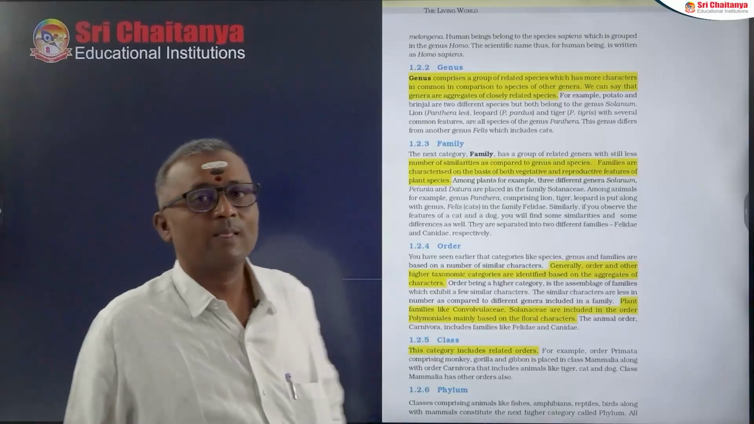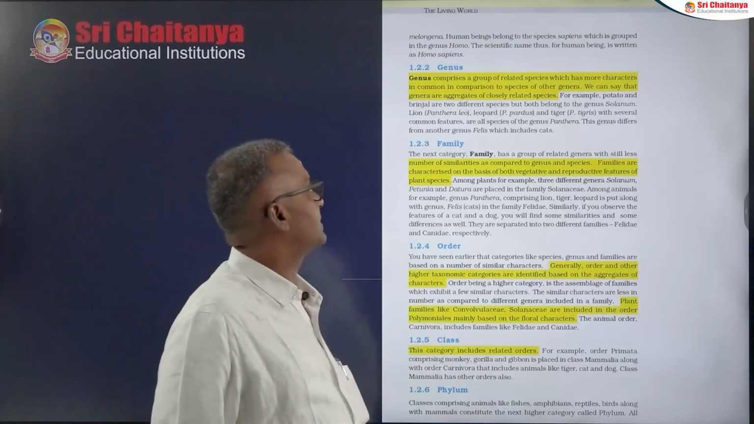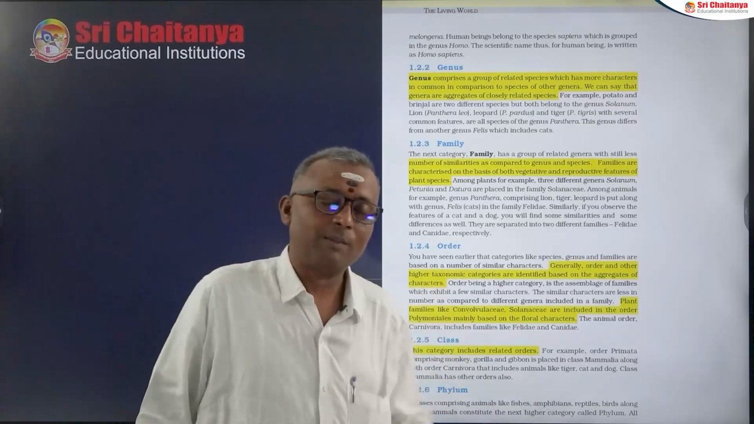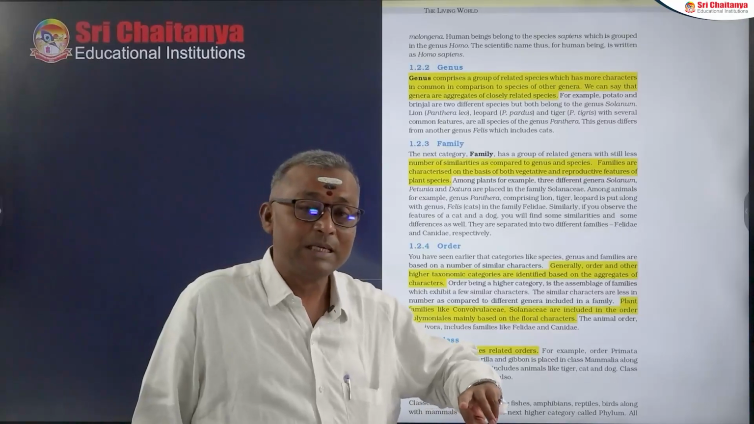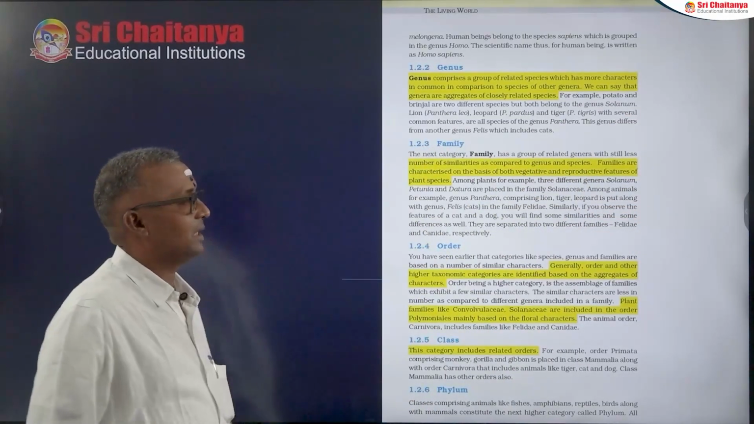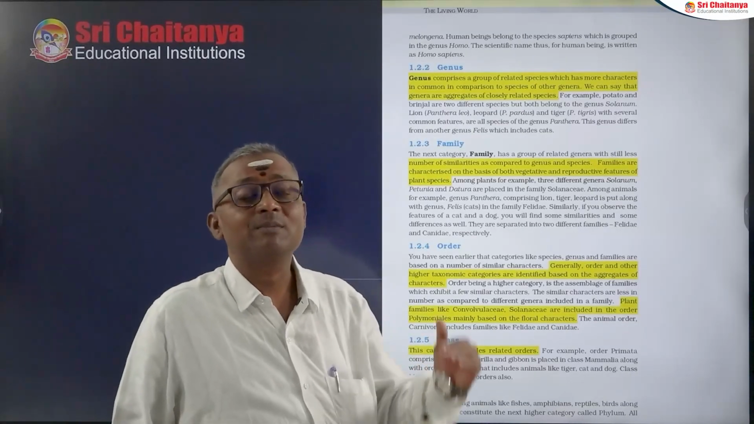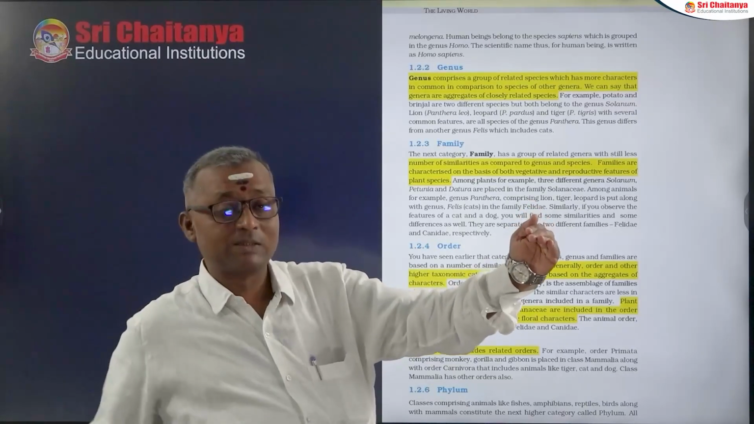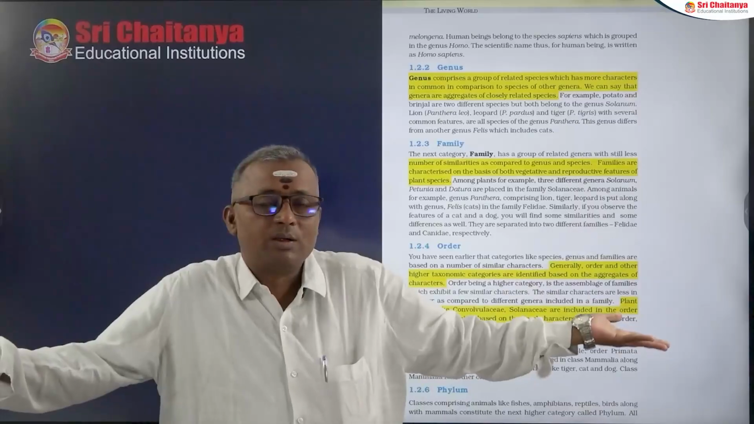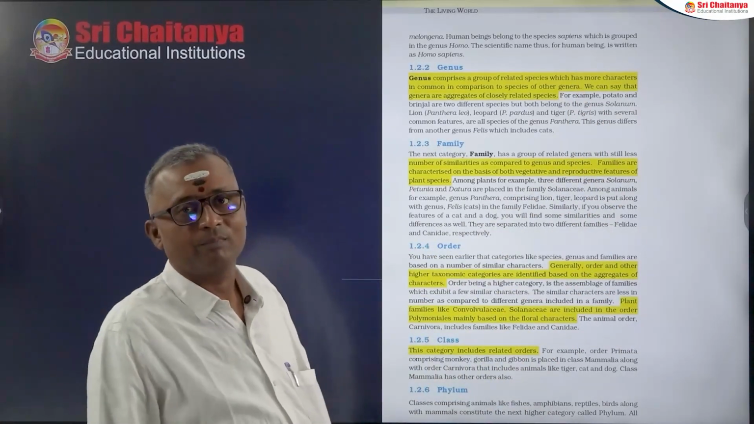Similarly, what is a genus? Genus is nothing but a group of related species that have more common characters in comparison to the species of other genera. So that is the importance of this genus. At the genus level, the number of similar characters is relatively less when compared to the species level, because at species level all organisms are fundamentally identical. You don't find any difference.